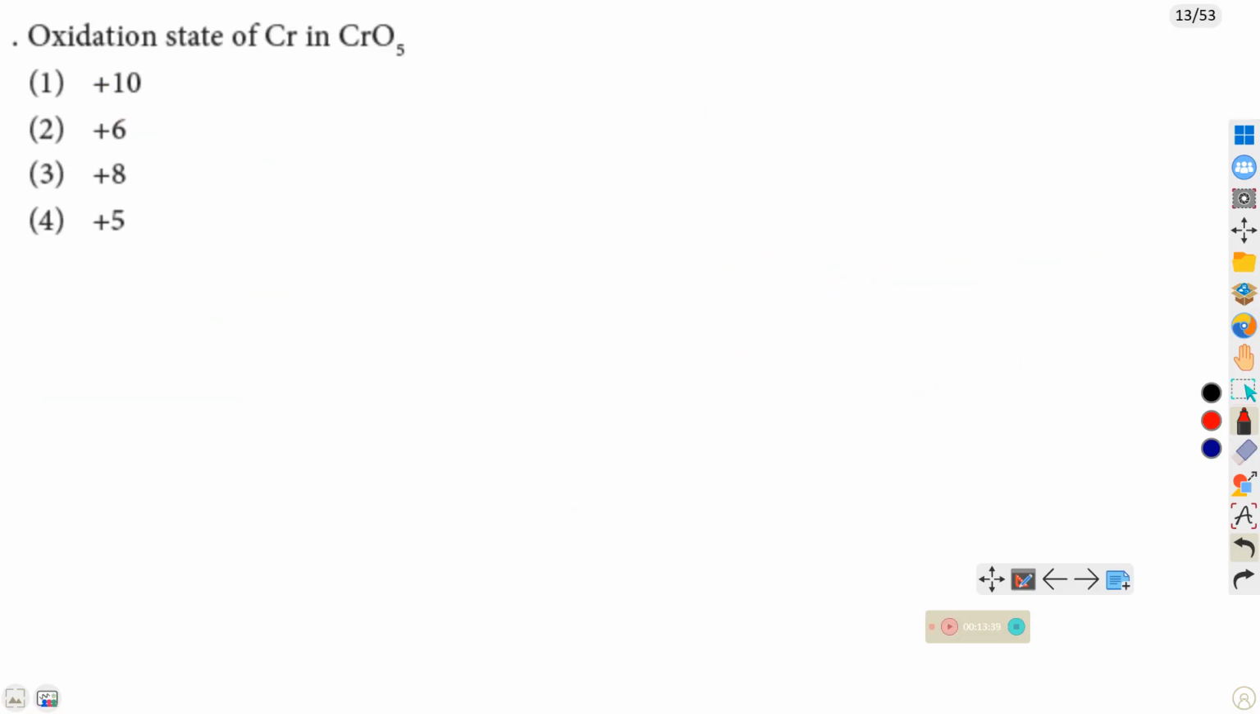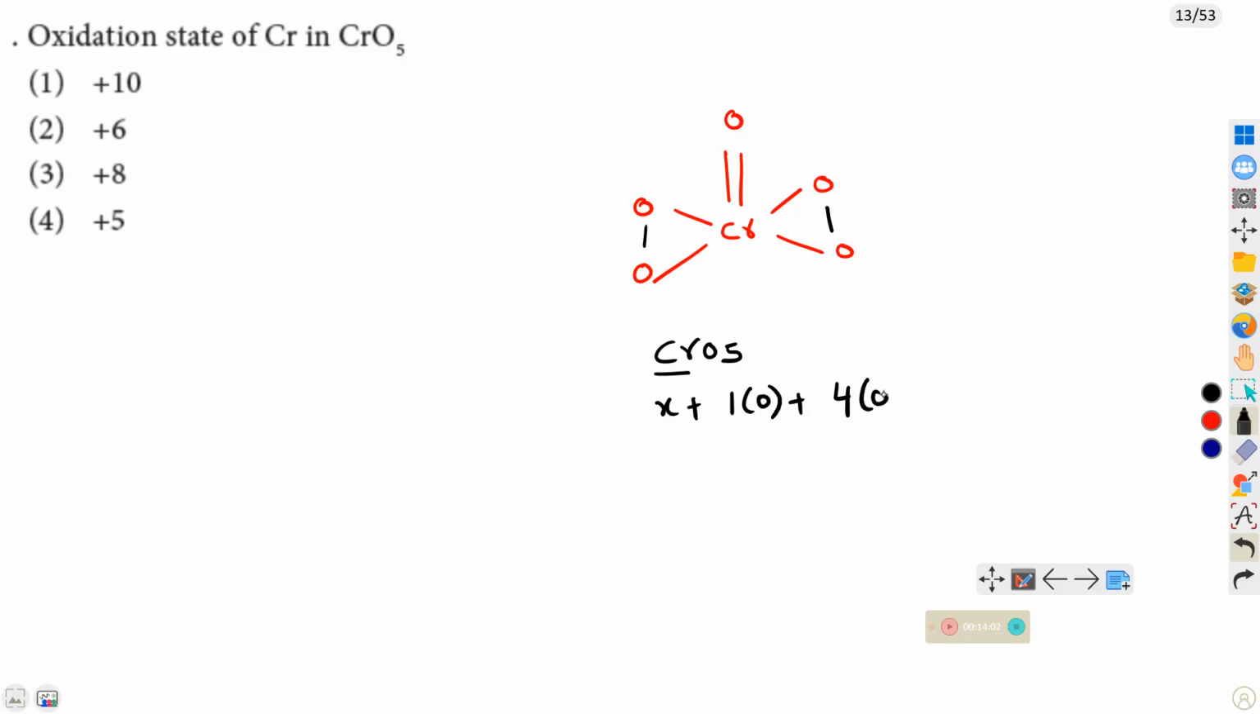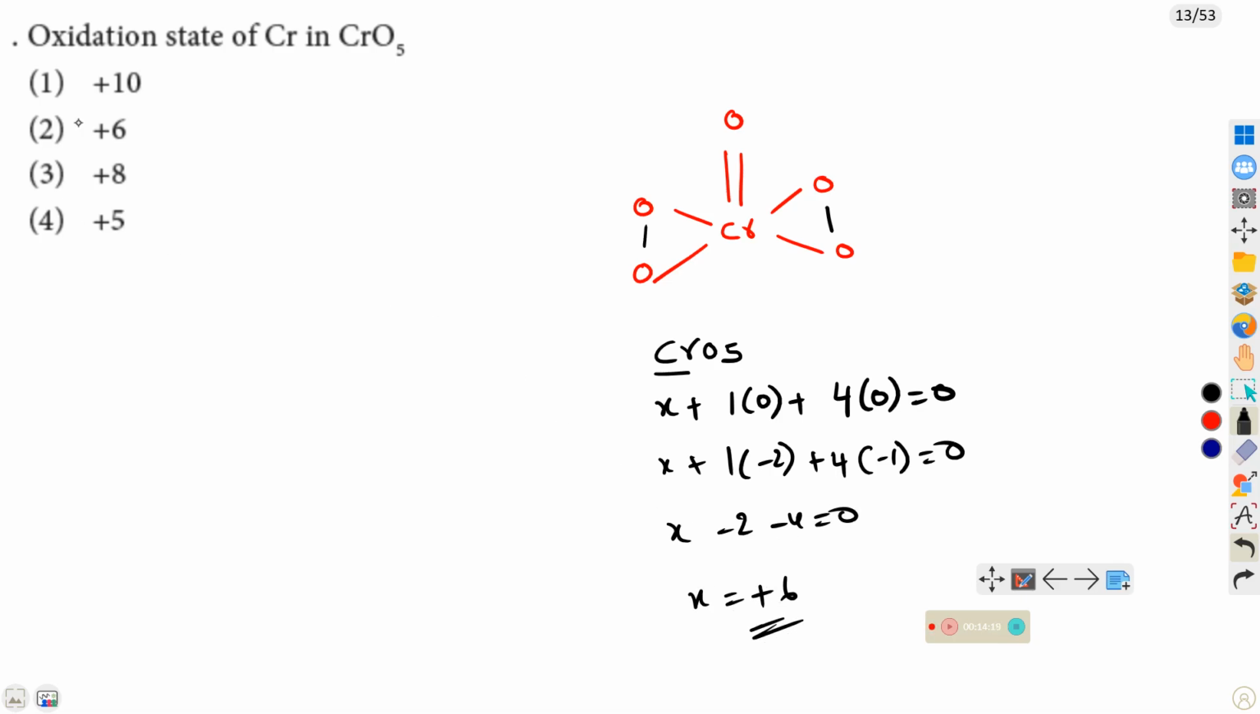Oxidation state of chromium in CrO5. See the structure. Here two peroxy linkages are present. CrO5: X plus 1 normal oxygen and 4 peroxy linkage oxygens. Neutral molecule, that's the reason it equals 0. X plus 1 into minus 2 plus 4 into minus 1 is equal to 0. X minus 2 minus 4 is equal to 0. X is equal to plus 6.